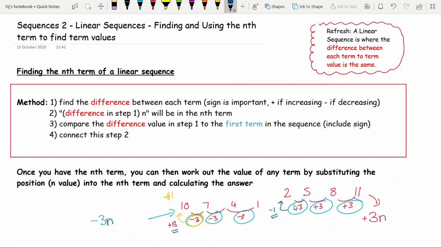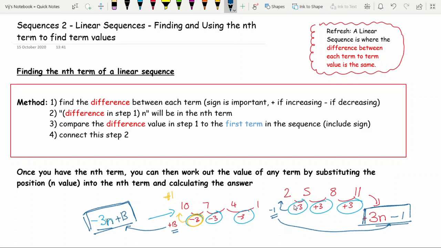And then the final step is to connect this to step 2. So if this here was our step 2, then all we need to do is add 13 to it, and this is my nth term formula. And here, as I've got minus 1, I just need to add minus 1 to this, and this here is my nth term for that particular sequence.